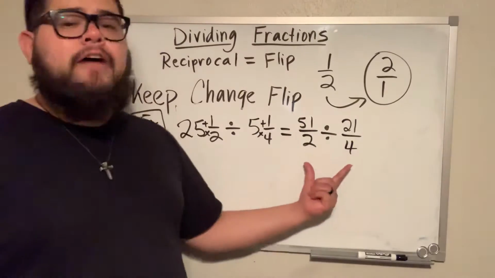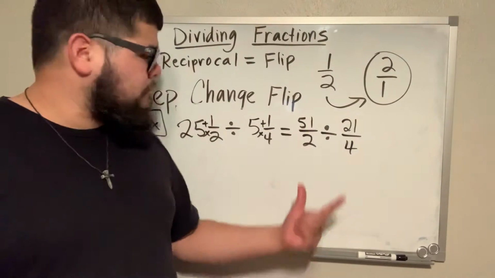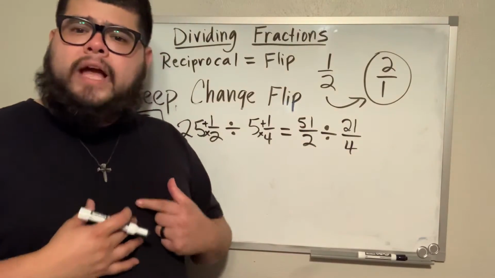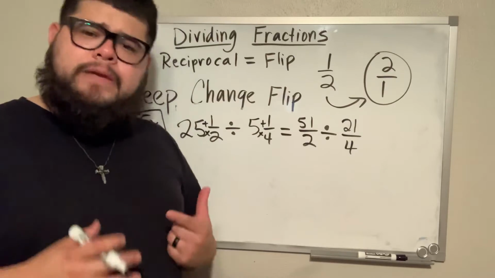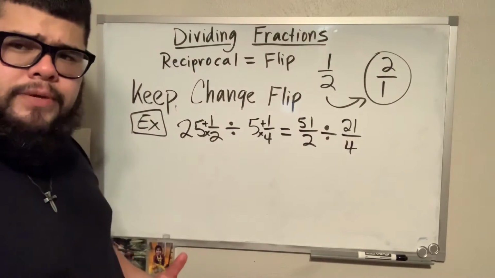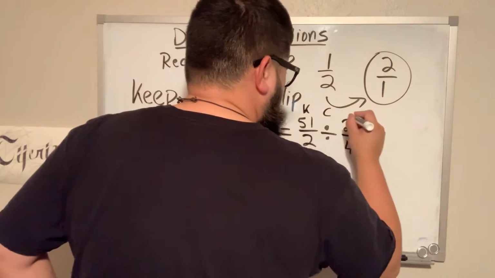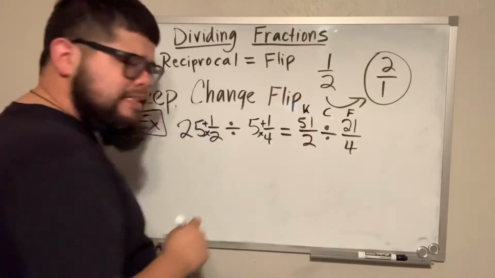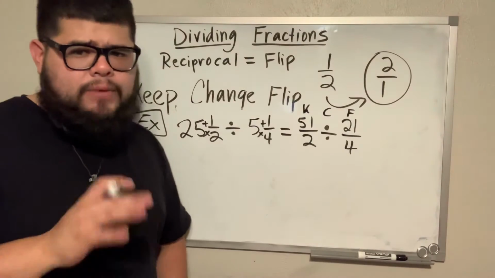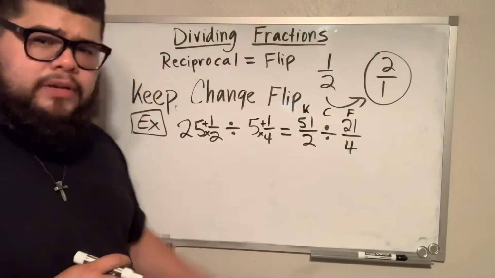So now we have two improper fractions, which are just in the form of the fractions we need, right, in order to use keep, change, flip. Okay, so that's what we're going to use here. K, C, F. Remember, it's KCF, right? Not KFC, right? We're not talking about buckets of chicken, right? We're talking about dividing fractions.